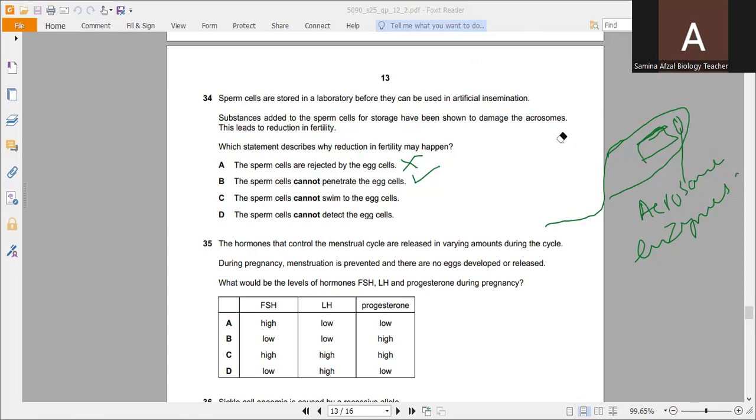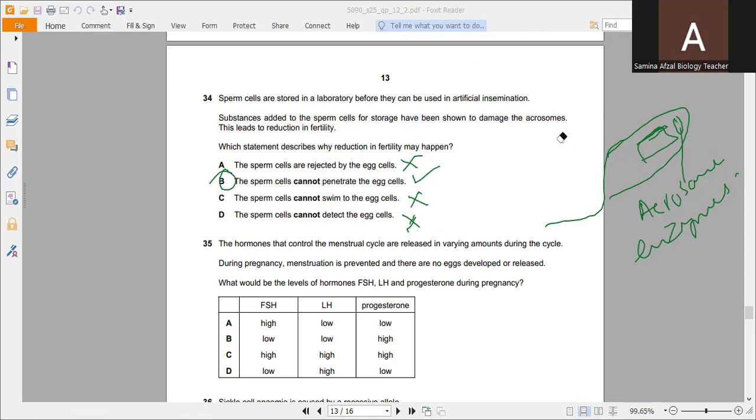The sperm cells cannot swim to the egg cells? For swimming, they need a flagellum or tail, so this is not correct. The sperm cells cannot detect the egg cell? This is also not the correct option. Only the acrosomes are damaged, so that is the reason it will not be able to enter into the egg for fertilization. So B is the correct option.